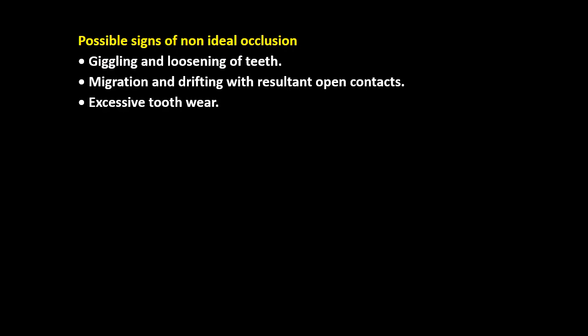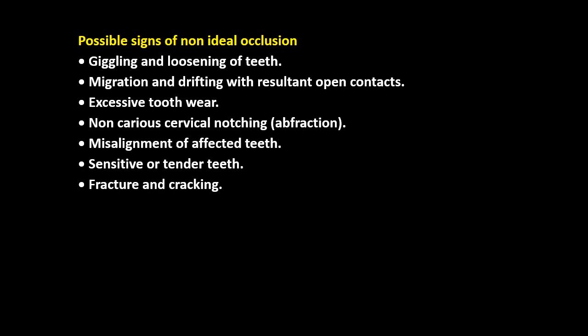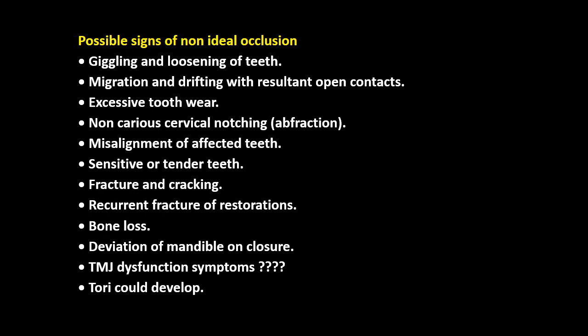Well, the possible signs of non-ideal occlusion are jiggling and loosening of teeth, which means that the tooth is mobile; migration and drifting with resulting open contact; excessive tooth wear; non-carious cervical notching such as abfraction; misalignment of the affected teeth; sensitive or tender teeth; fracture and cracking; and so on.